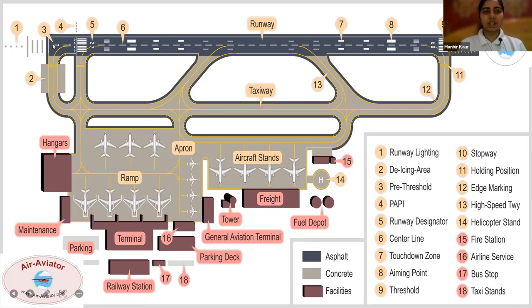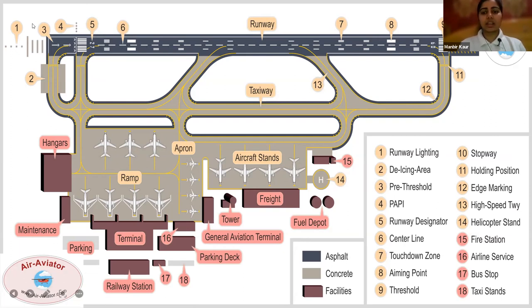Then comes the threshold. Once an aircraft is ready for flight, it comes to the threshold place. And then the fourth is the PAPI. This is actually the light which helps an aircraft check whether it is on level flight or not. Then comes the runway designator, here at the five. Then the six, here you can see, is the center line of the runway. The center line helps to determine the center of the runway.